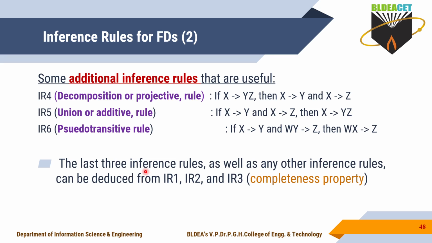The last three inference rules, as well as any other inference rules, can be deduced from IR1, IR2 and IR3. That is what we call the completeness property. As I told earlier, the first three rules are direct rules, and these three rules are indirect because you are deriving them from the first three rules. So these are the 6 inference rules which are used to infer new functional dependencies from the given functional dependencies.